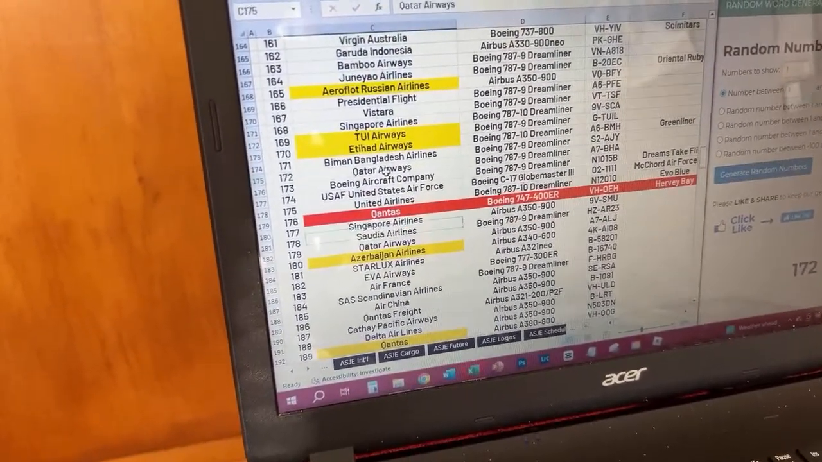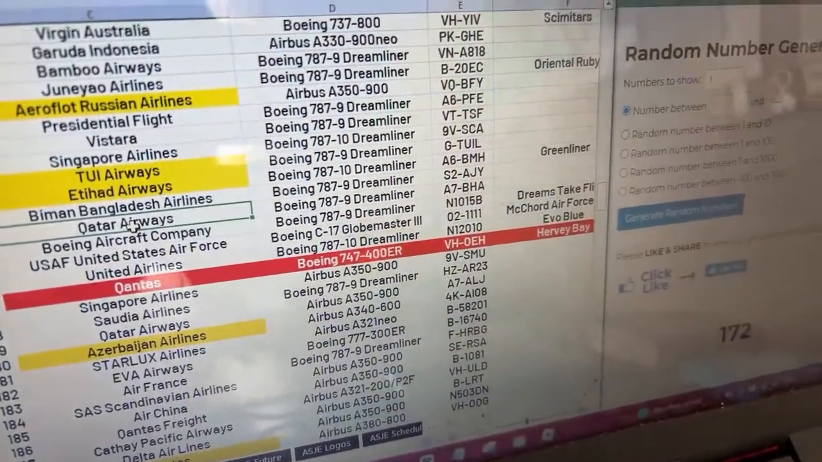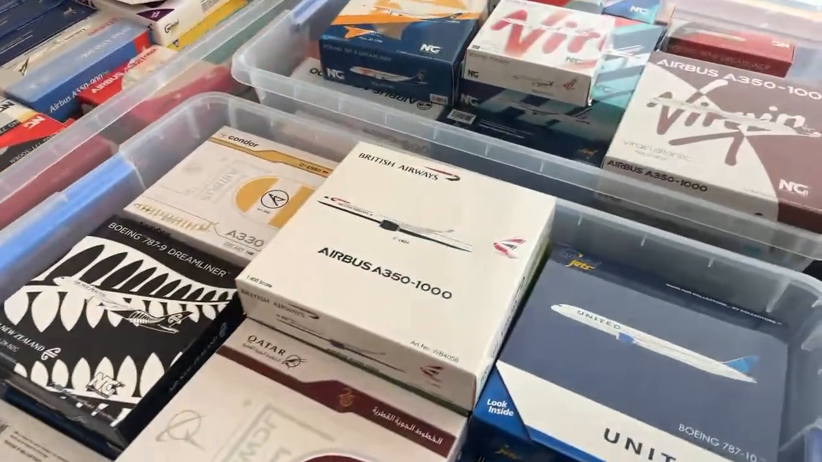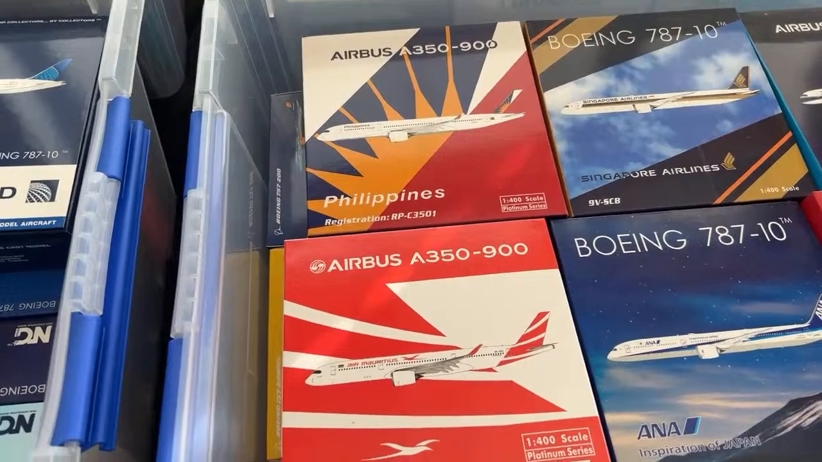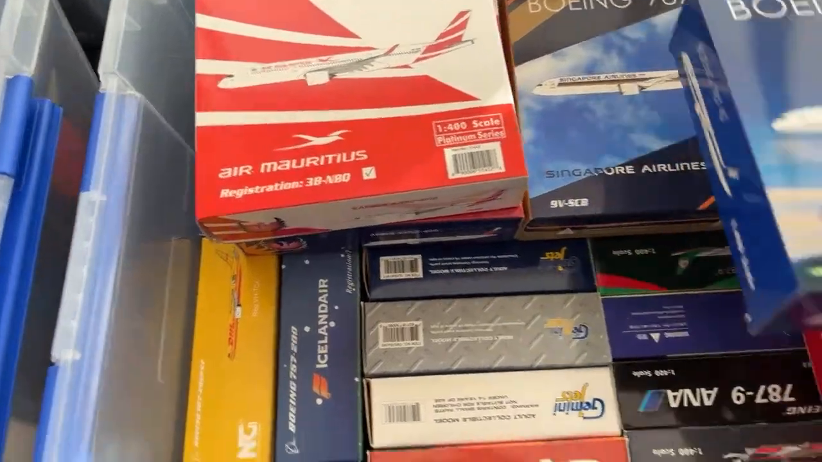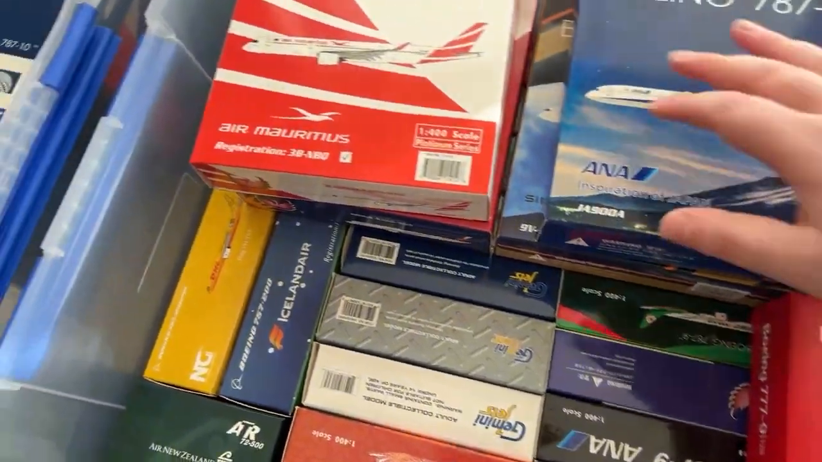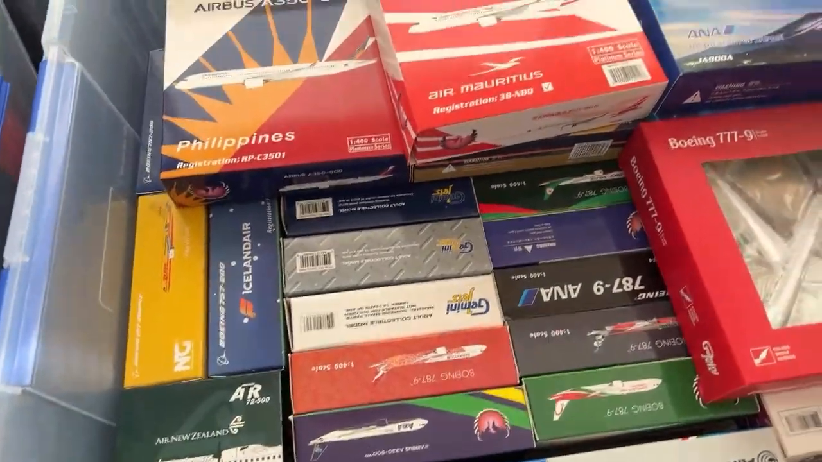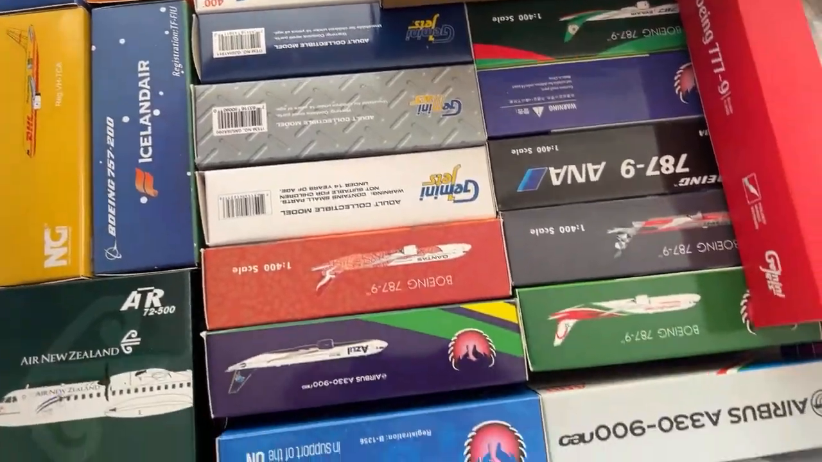And here it is. 172 is the Qatar Airways 787-9. This is the Gemini Jets release. If I can find it, that's the beauty of the sort of stream. I think it's in this one here. As you can see, there is quite a lot of models, a lot of boxes to try and investigate where it is. I definitely think it's in this one.